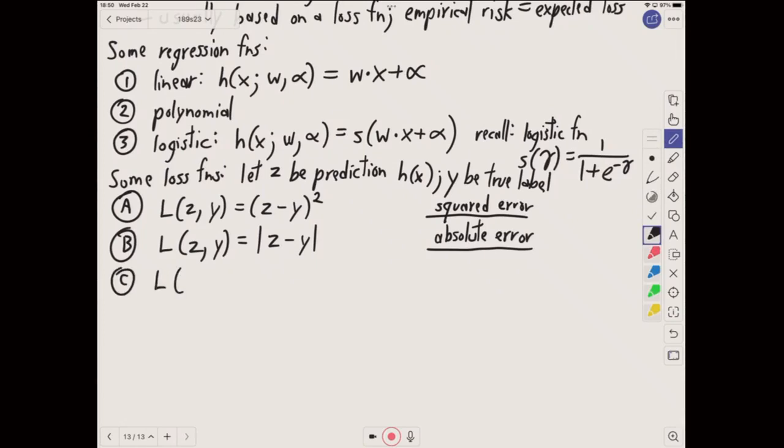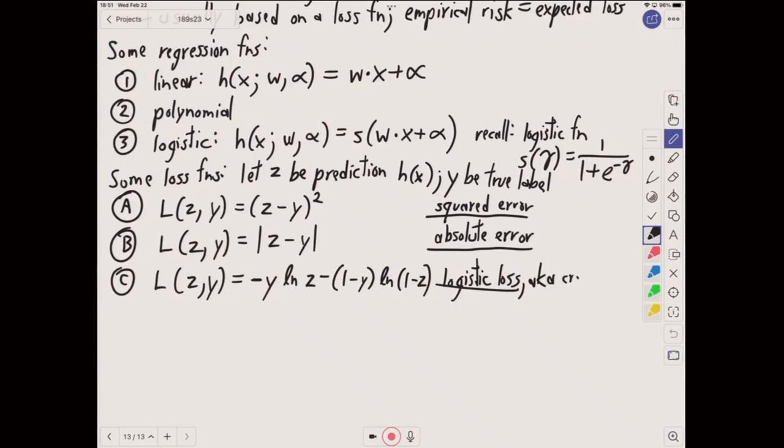And here's a very special loss function that's going to look a little weird, and we'll try to explain it in subsequent lectures. Pardon me, I need a minus sign here. Minus y times the natural logarithm of z, and then minus, well, 1 minus y times the natural logarithm of 1 minus z. And so this thing is called the logistic loss. It is also sometimes called the cross entropy.